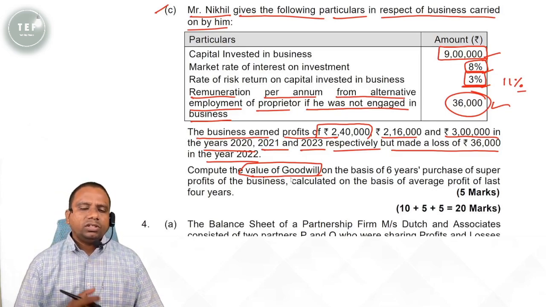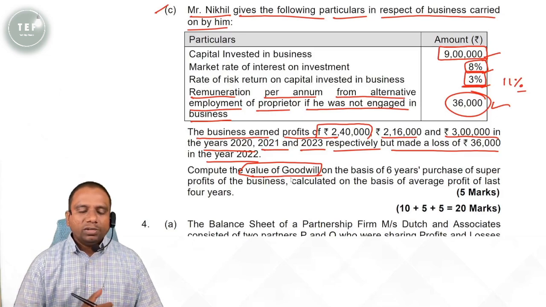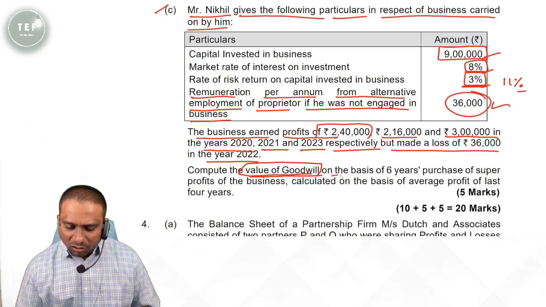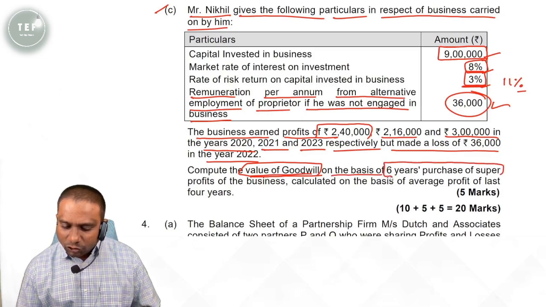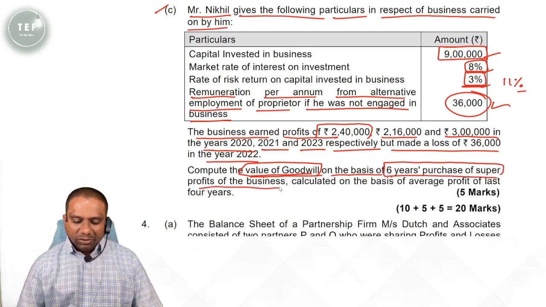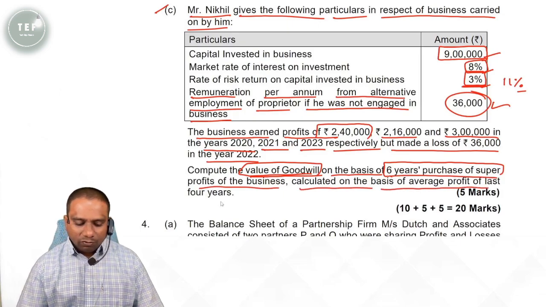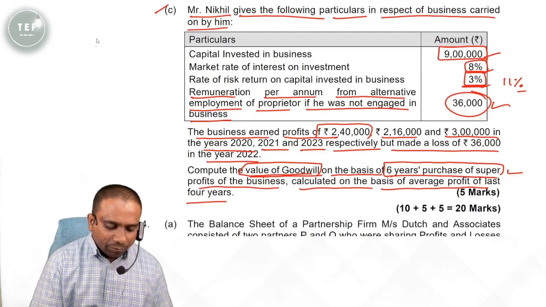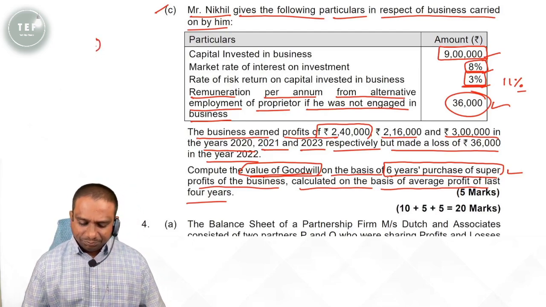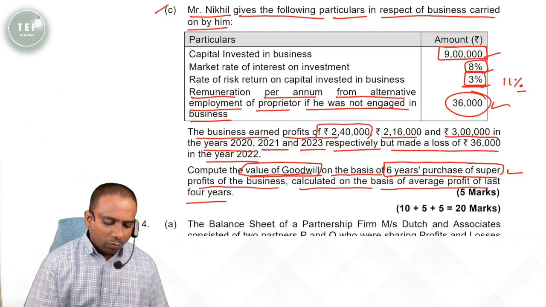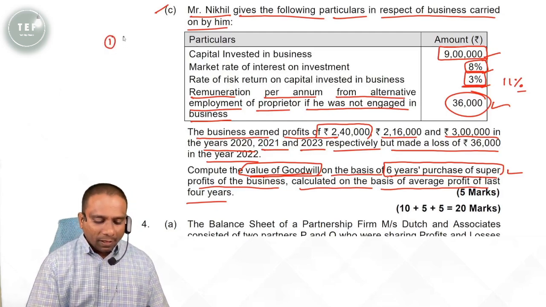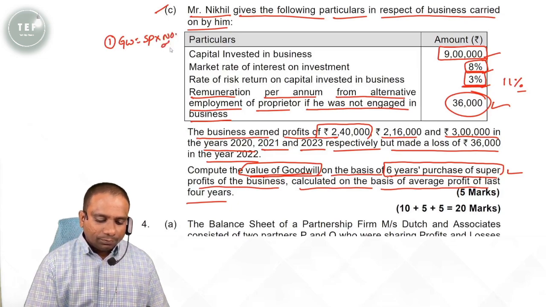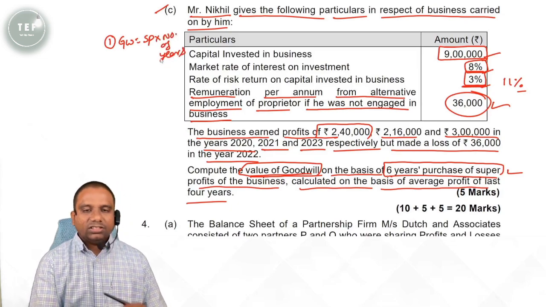One is the average profit method. Next one is the super profit method. Next one is the annuity method. Next one is the capitalization of profits method. Is it clear? So value of goodwill on the basis of 6 years purchase of super profit of the business calculated on the basis of average profit of last 4 years. So here they are asking the super profit method. What is the formula for goodwill under this method, students? Goodwill is equal to super profit into number of years of purchase.